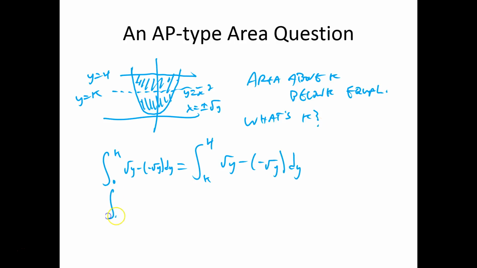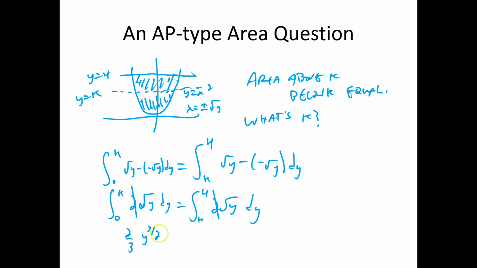So we have the integral 0 to k, 2 root y dy is equal to the integral from k to 4 of 2 root y dy. So we pull those 2's out, they actually cancel, because we can divide both sides by 2. The antiderivative of root y, that's y to the 1/2, would be y to the 3/2 times 2/3, evaluated from 0 to k, has got to be equal to the same thing, 2/3 y to the 3/2, evaluated from k to 4. So thankfully when we plug in 0 here, it's 0.